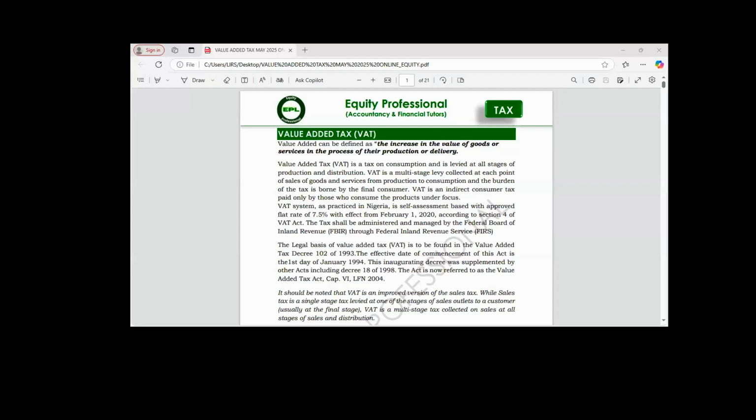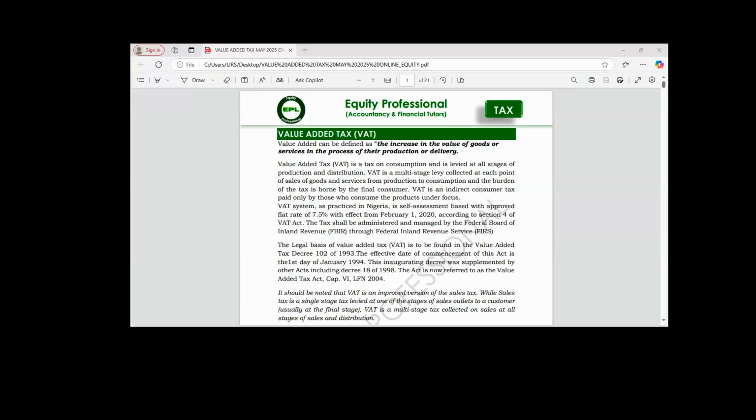To the final consumer. It is a form of indirect tax. It is another form of indirect tax, a charge on goods and services whenever value is added. It's a form of indirect tax, so let us take note of that.